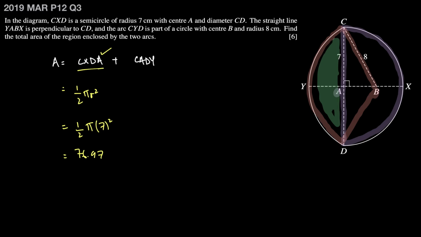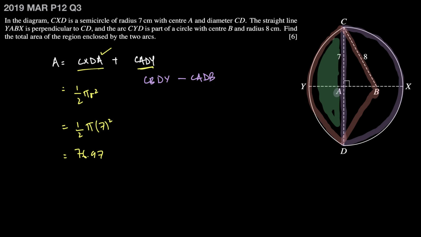Now we have to calculate the area of this green region over here, which is CADY. We already have the purple semicircle, but what's the area of the green region? Well, the green region can be thought of as the area of this sector of the circle with center B, this sector CBDY, minus the area of the triangle CADB. So we can say that the area CADY is the area of the sector with center B, that's CBDY, minus the area of the triangle CADB.